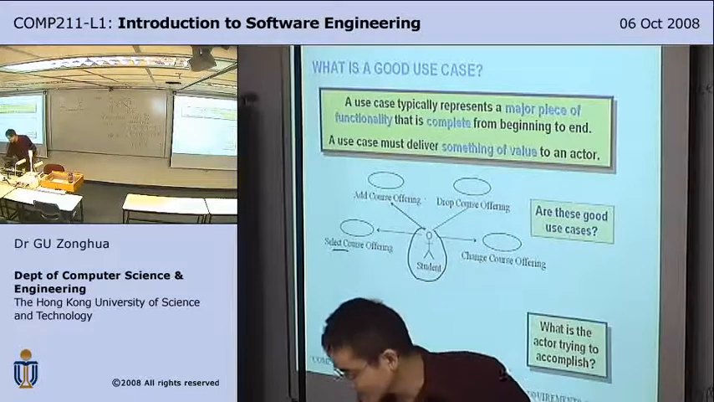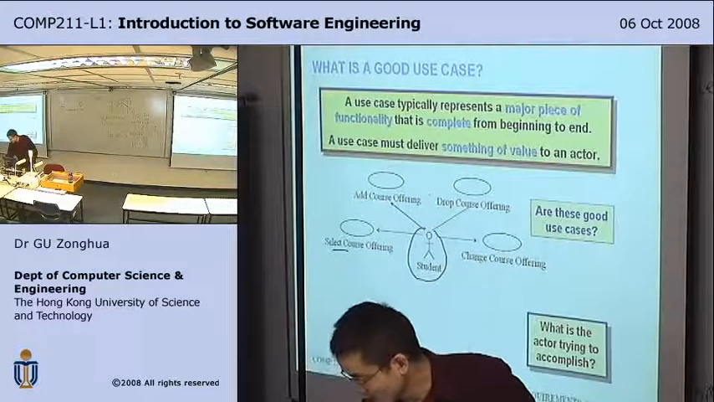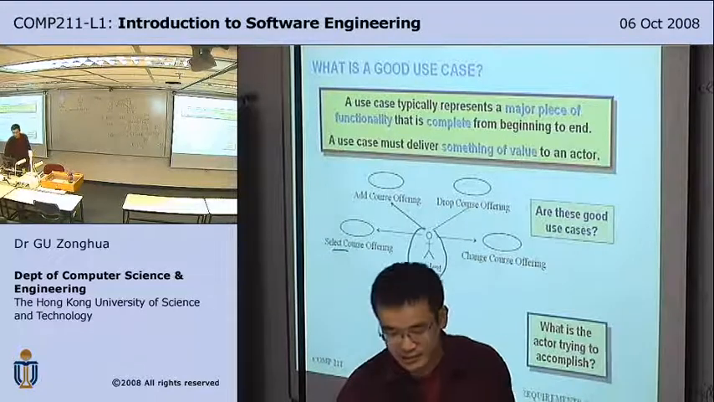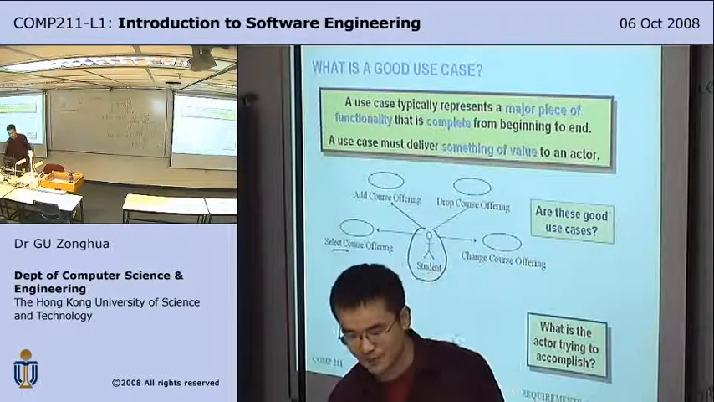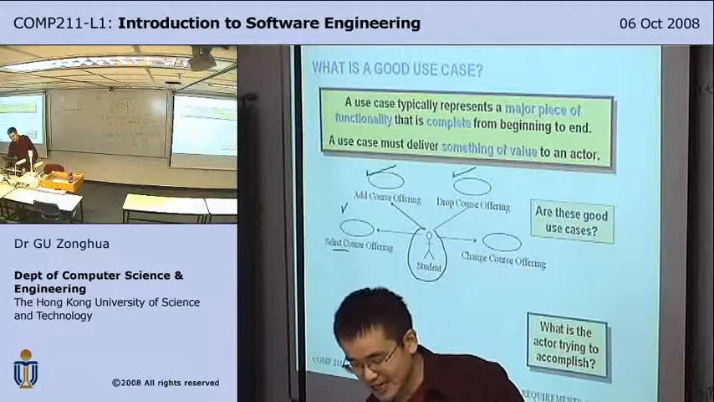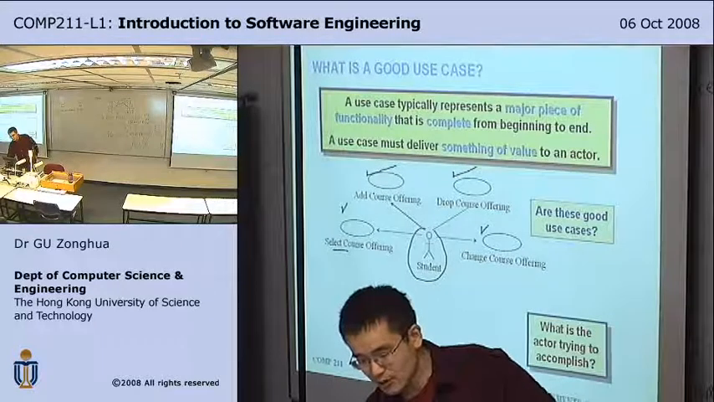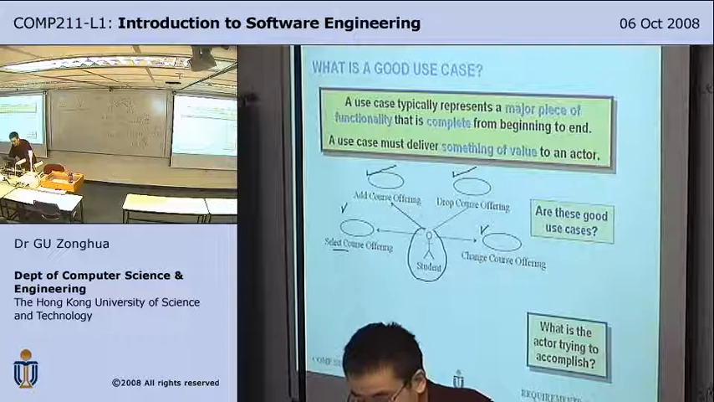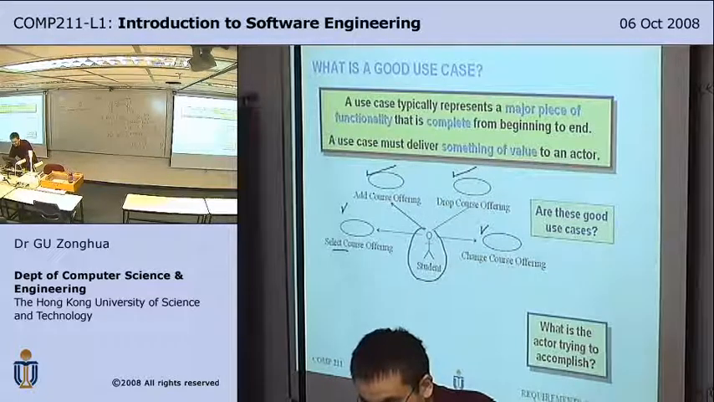So what is the actor trying to accomplish? He's trying to register for courses. And in the process of registering for courses, he can do one of these 4. Add, drop, change, all as part of his action of registering for courses.